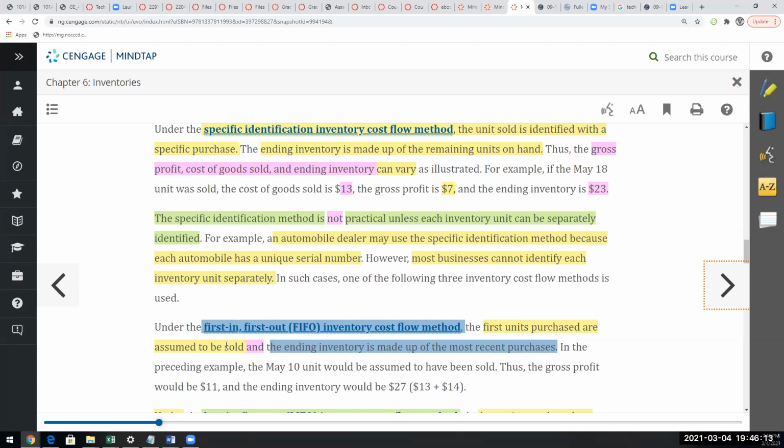But you could keep the cost. The assumed flow could be not FIFO. So the first units, the assumed ones, are going to be sold first, and the ending inventory is made up of the most recent purchases. So the newest stuff. You're going to sell the old, and anything in the inventory is assumed to be the new.